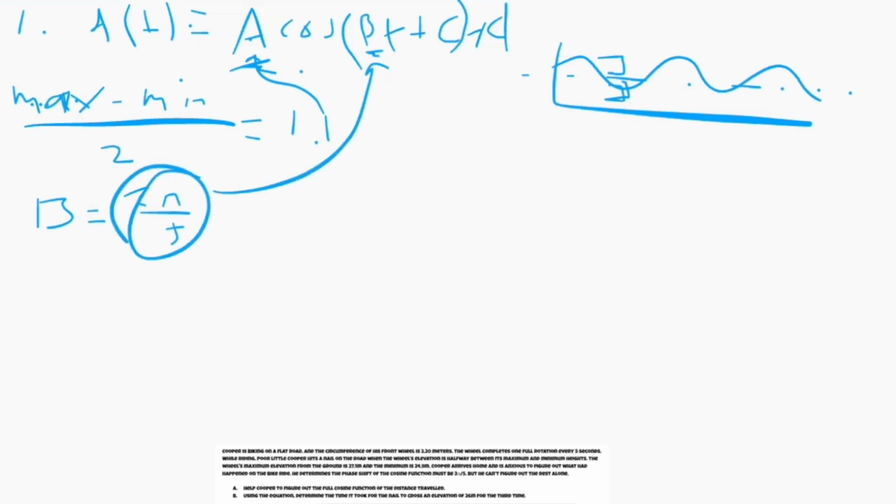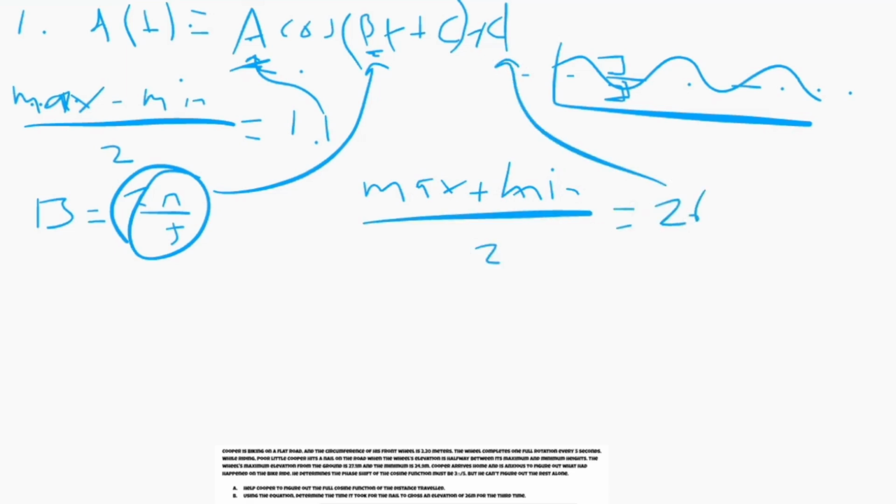Now, D is also very simple. Like amplitude, we take our max and our min. Unlike amplitude, we actually add them. So it's max plus min divided by 2, and that equals 26. That's the value that goes into our D. Now for C, C is equal to the phase shift, which was given to us by Cooper. He told us the phase shift is equal to 3 pi over 5.